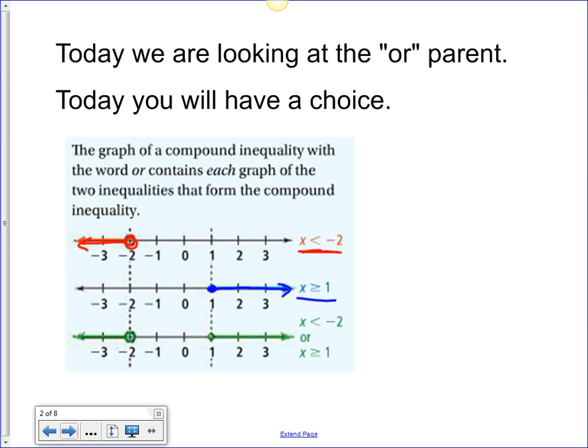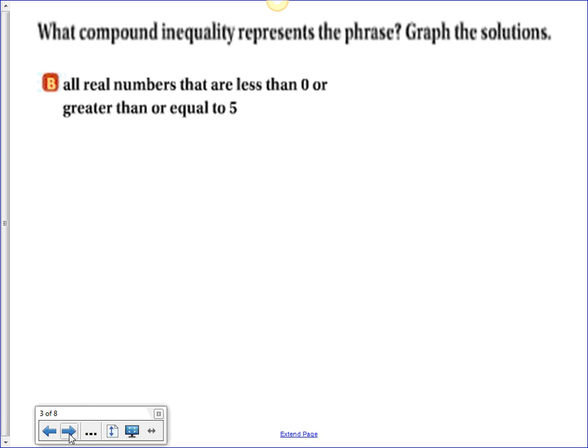So now, if we looked at the compound inequality, x is less than or equal to negative 2, or x is greater than negative 1, we're talking about both of those pieces. So we're looking at the bottom part here where we got both of those pieces involved. Okay, so let's take a look.